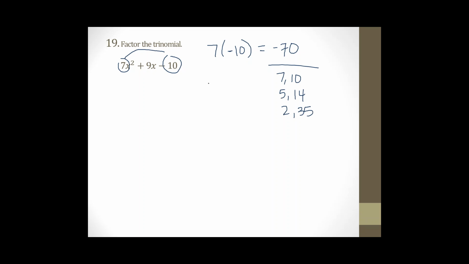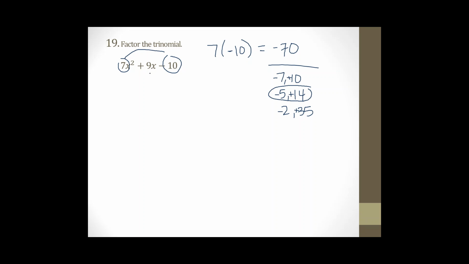And like I said before, C is negative, so they're going to be different signs, and then the B is positive, so the larger number gets the positive sign. So I'm going to set it up like this. And so who can tell me which pair I would use? Awesome, perfect. So I'm going to use grouping to factor this.